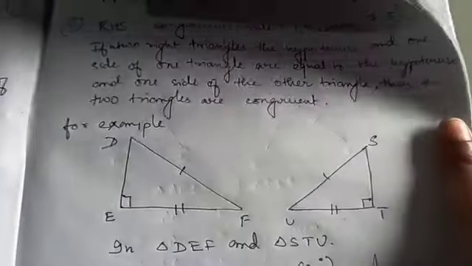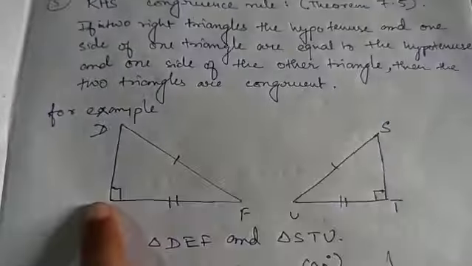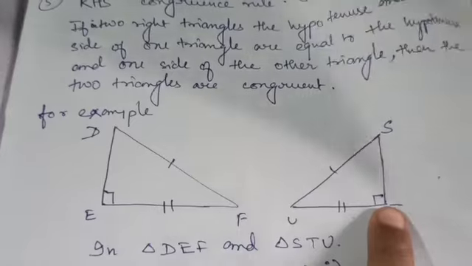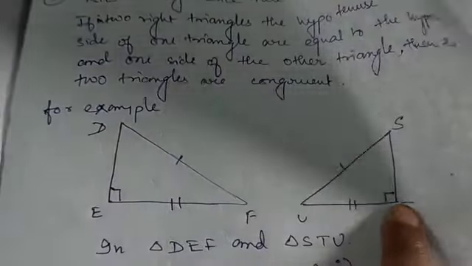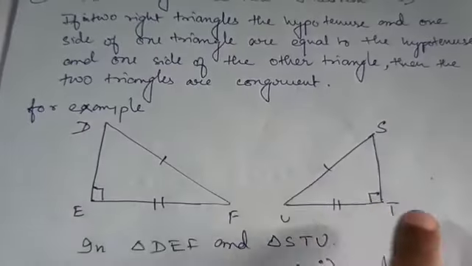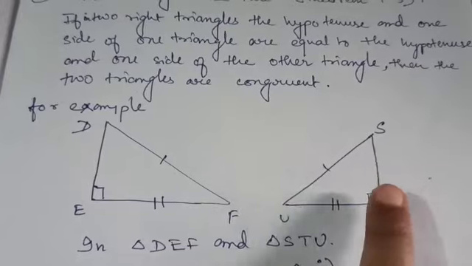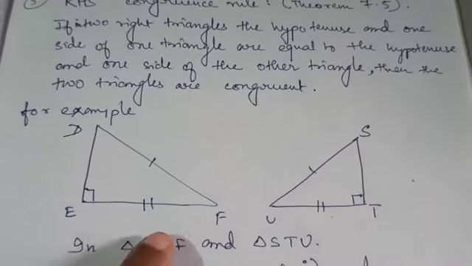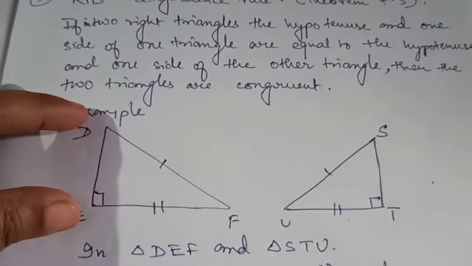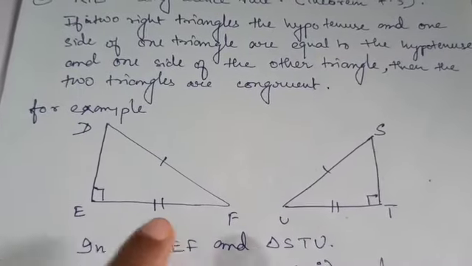That means if we see it in the diagram, the right angles, that is angle E and angle T, should be equal, along with the hypotenuse of the triangle. That is, here in DEF the hypotenuse is DF, and in STU the hypotenuse is SU. These two hypotenuses are equal, and another side, any side, it can be DE or it can be EF. Here I have taken EF and UT.